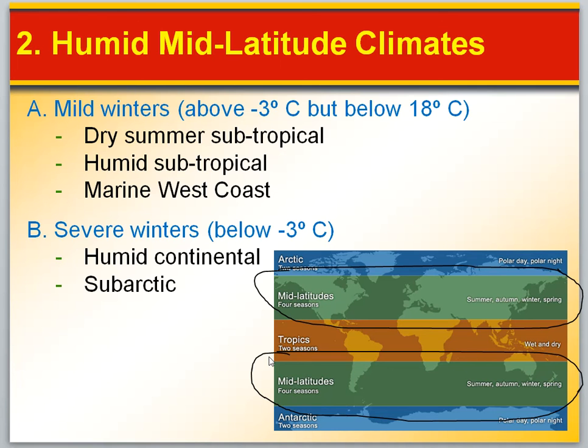So you've got mild winters, and then you have climates with severe winters. These are subarctic or humid continental climates, which are located in the mid-latitudes. And so you can see as you go up, like this is up into Canada and northern Russia, that you could have some severe winters in places of that nature. So that's your second classification.